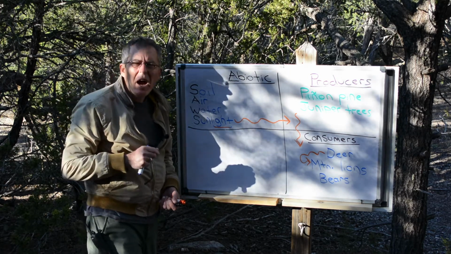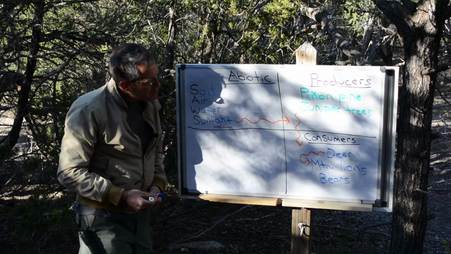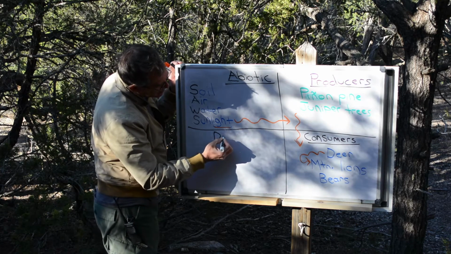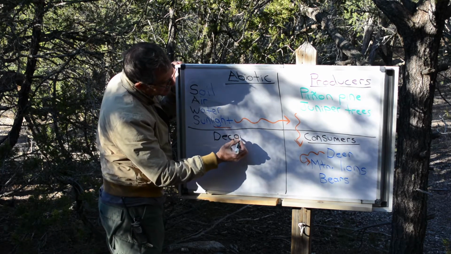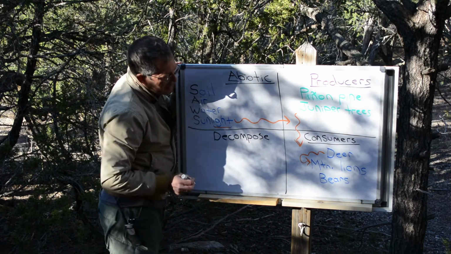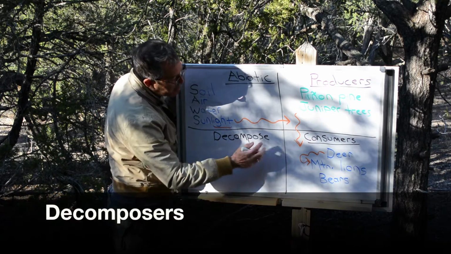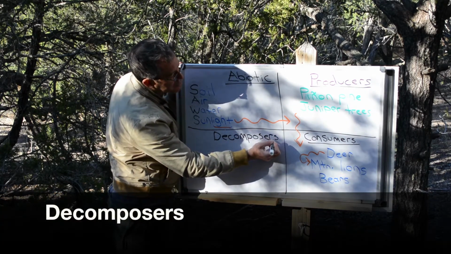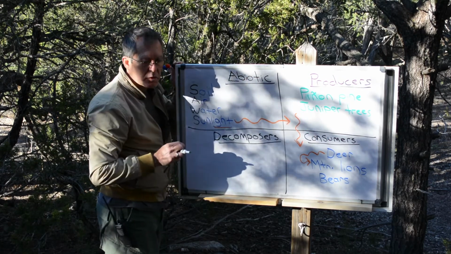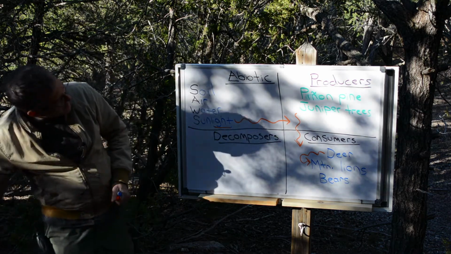Yeah, they rot, right? But there's another word that we're going to use. We're going to use this word. It's kind of a long one. Dead things decompose. And the things that do that to those dead things are decomposers. Just like consumers consume, producers produce. What kind of decomposers are out there in the forest?